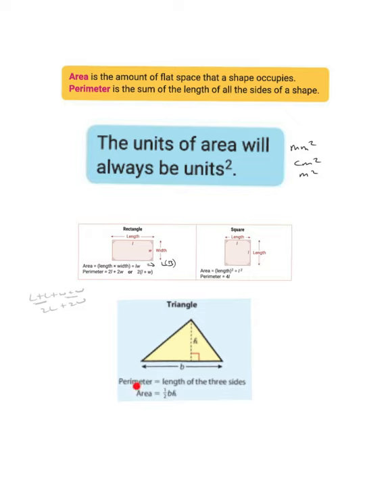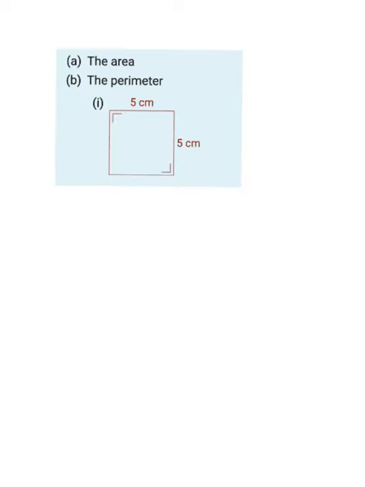So the perimeter of a triangle is the length of all three sides. So you just add up this side, and this side, so you just add them up. And then the area is half the base by the perpendicular height. Now be careful, it has to be the perpendicular height, not any of the slant heights. And the base is always perpendicular to the height. So base and height, it's the perpendicular height.